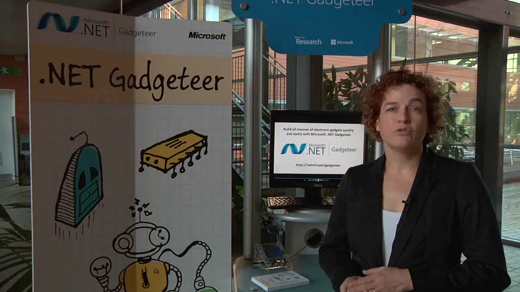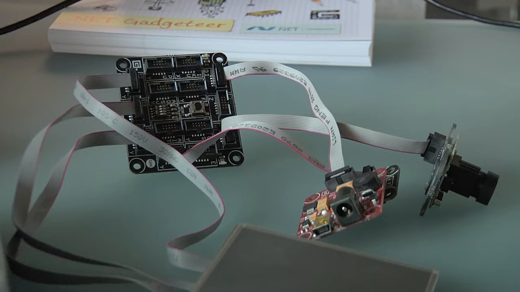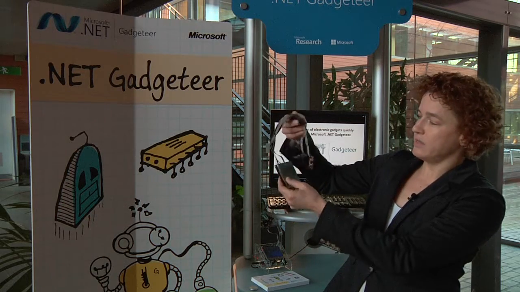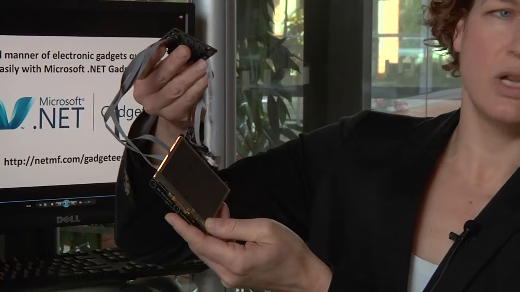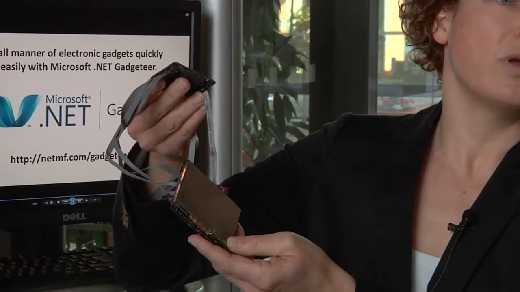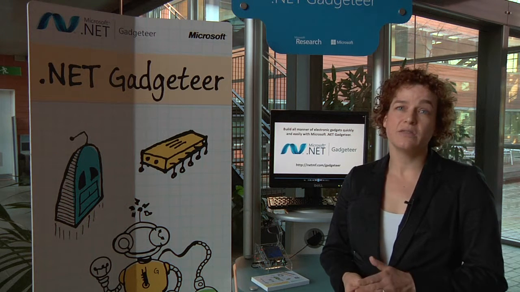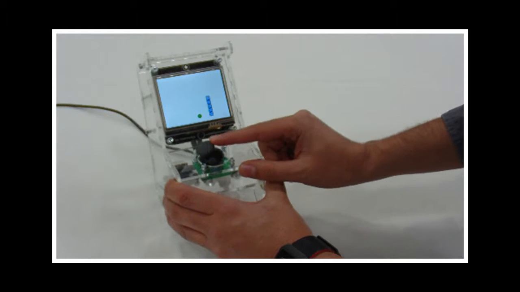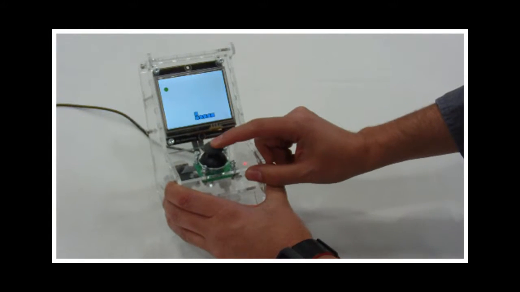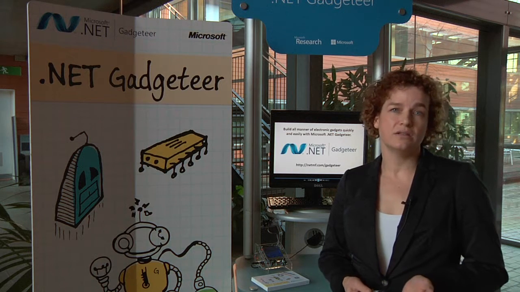For example, for a digital camera it takes even a beginner about half an hour to build the digital camera from scratch. I've got here a digital camera as an example. You see it's very quickly easy modular hardware, and it's also programmed very easily. Because of these characteristics, we say that Gadgeteer has a low threshold because it's really easy to get started, but at the same time it has a high ceiling because it also allows building very sophisticated devices.